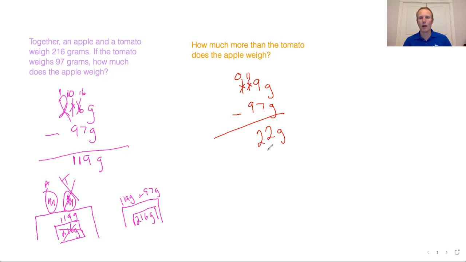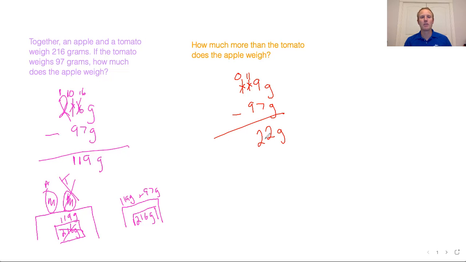So again, just be aware that these problems are going to ask you to go through multiple steps, which means every time you get an answer, you really need to understand what it is that you just answered. So that's where writing a sentence is helpful. So when you get this 119 grams over here on the left, write a sentence that says the apple weighs 119 grams. That's going to help you keep track of what it is you just answered. Then you have that weight, and when you're looking for it over here, you're going to be able to look back and say, oh, right, the apple was 119 and the tomato was 97 because it told me in the problem. So make sure that you are writing sentences with your work.